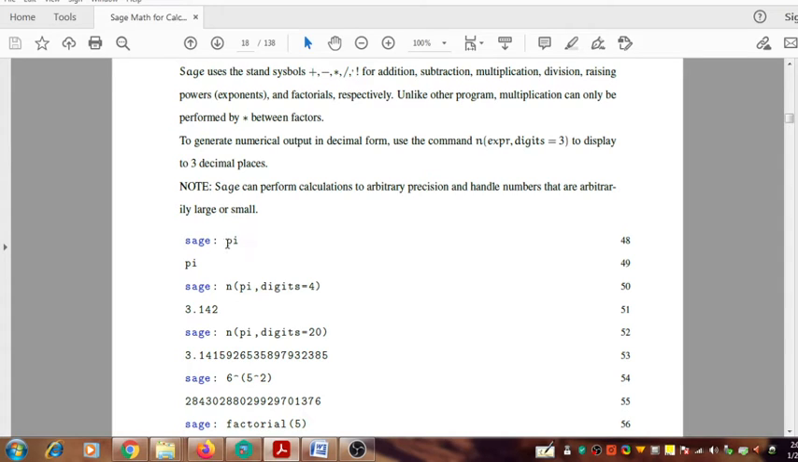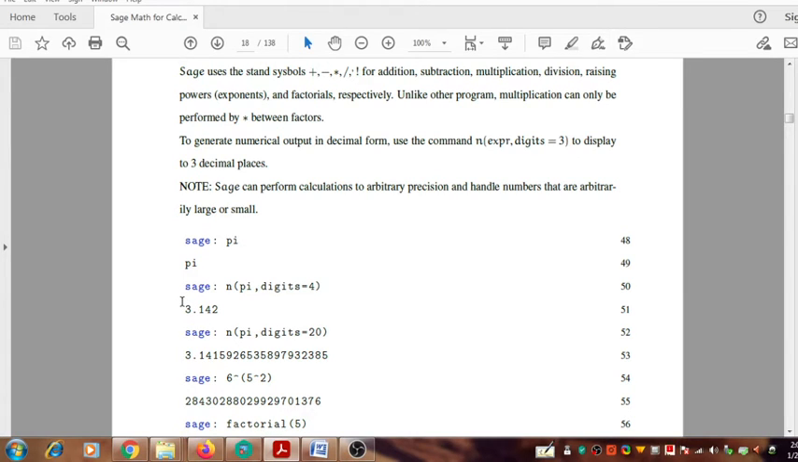In Sage, it can handle some letters or words to represent numbers. To represent pi, we use pi. Pi is an irrational number; its decimal places never end and never repeat. But approximately we use the number 3.142. Here only 3 decimal places are used.